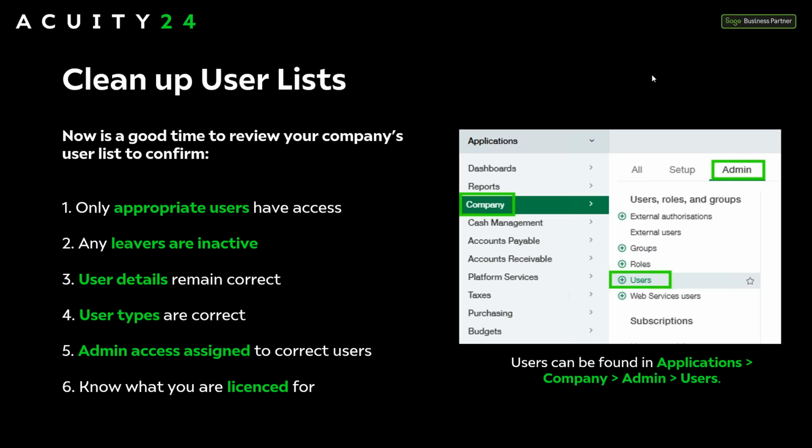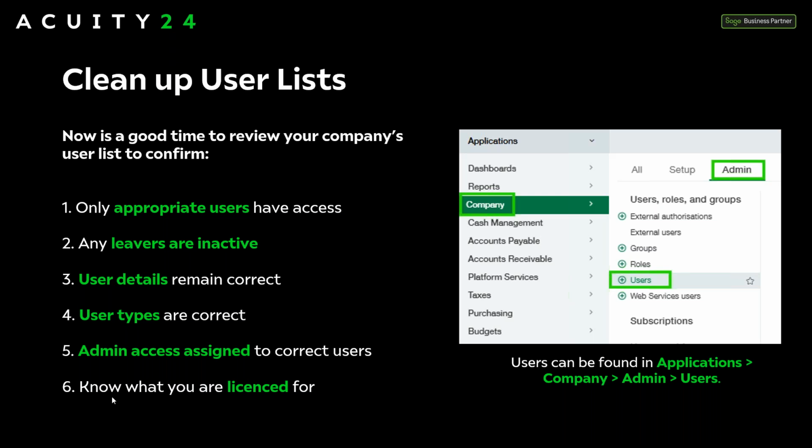Also check that admin access is assigned correctly to the correct users. It's always recommended that you have a minimum of 2 admin users within the system. Therefore, if one is on leave or away, you've got another person to cover that. So it's definitely worth checking who your admin users are and making sure that you're happy with the level of access for them. So we're going to take a look at that.